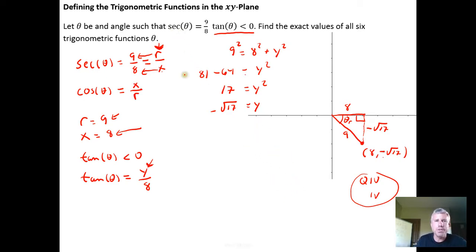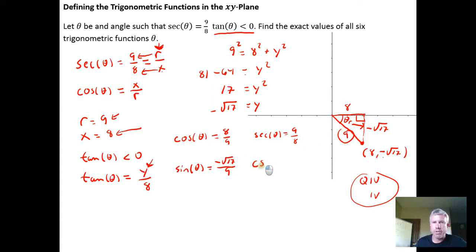I might as well start with the secant because it's given. So I've got the secant of theta, and its reciprocal is the cosine of theta. So if the secant of theta is 9 over 8, then the cosine will just be the reciprocal of that. And then the sine of theta is defined to be the side opposite the reference angle, or the y-coordinate, divided by the hypotenuse or the radius, which is 9. And its reciprocal function is the cosecant function.